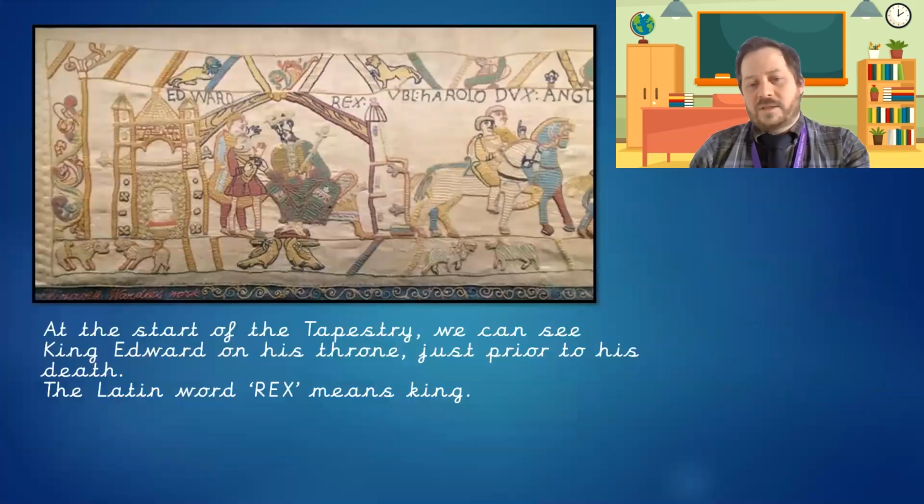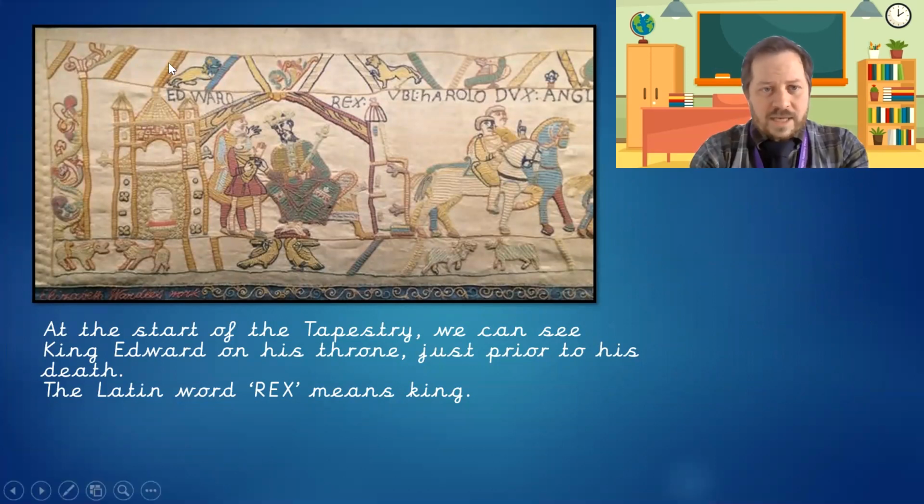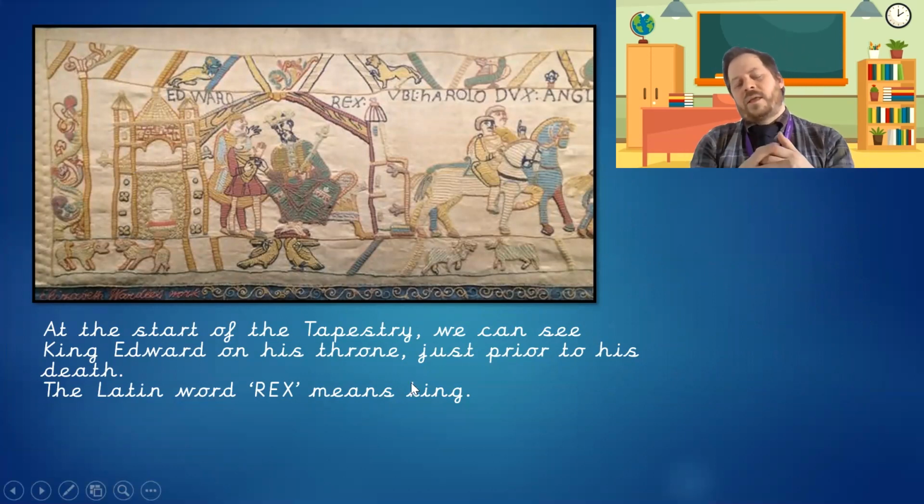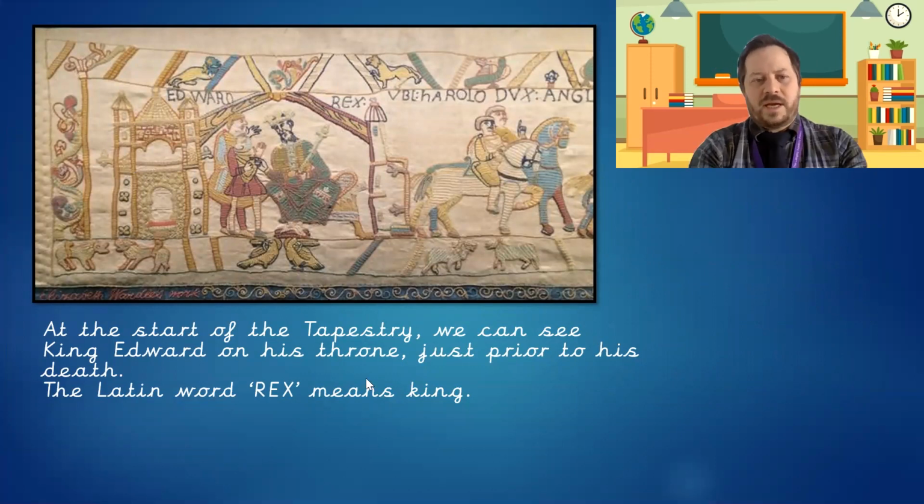So, at the start of the tapestry, we can see King Edward on the throne before his death. And what you can actually see here is Edward Rex. Now, Rex means king, so this is King Edward here sitting on his throne. That gives us a starting point, and you can actually see the detail that goes in with the border and the detail inside. You can quite easily see how it's been made and the style in which it's been made.